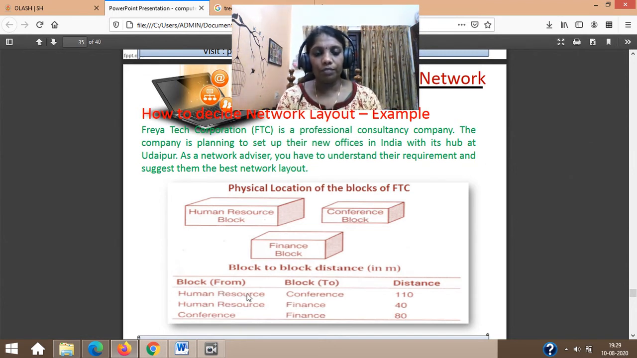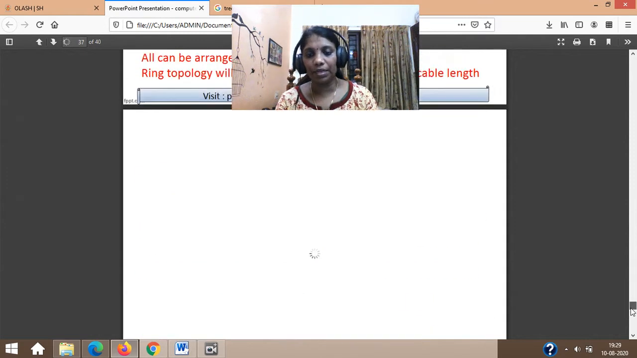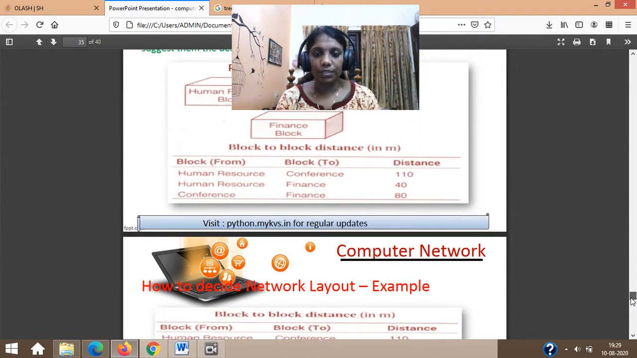What is that? Distance from block to block. So human resources and conference, between this the distance is 110. They should actually specify here. The mistake they have done is they didn't specify meter or kilometer. They should have specified that. Then only we can understand whether a repeater has to be placed or not. Human resource, finance, between these two it's 40. Now we assume it's only meter. No, sorry, I didn't see, it's given in meter. See.